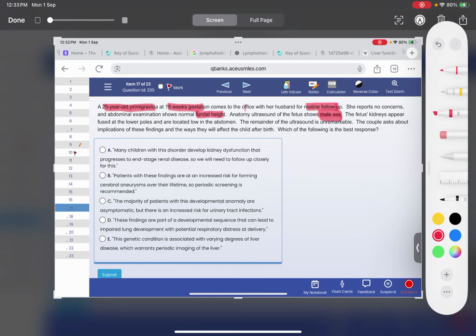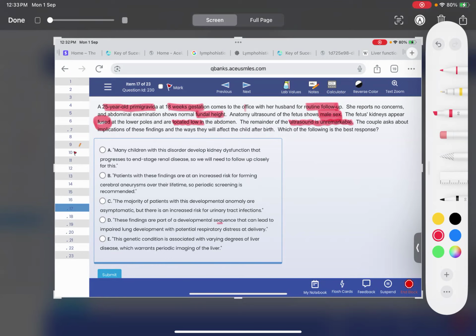The fetus's kidney appears fused. Horseshoe kidney, again horseshoe kidney. The remainder of the ultrasound is unremarkable. The couple ask about the implications of the finding and the way they will affect the child after birth.